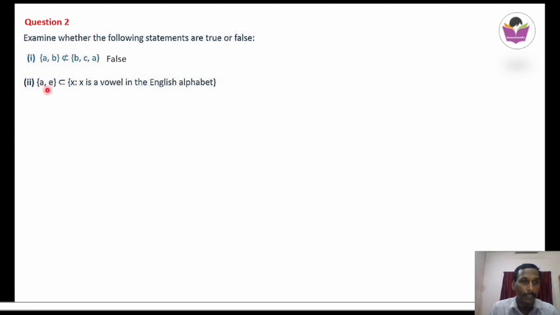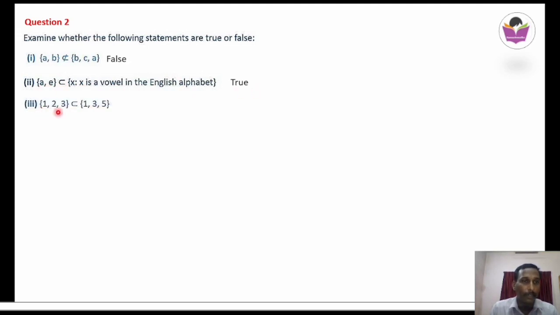Next, the set {a, e} is a subset of the set of x such that x is a vowel in the English alphabet. English alphabet vowels are A, E, I, O, U. Here A, E are also members of this set, so it is a subset only. So it is a true statement, and we can write the answer as true.